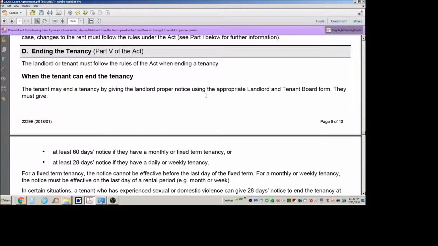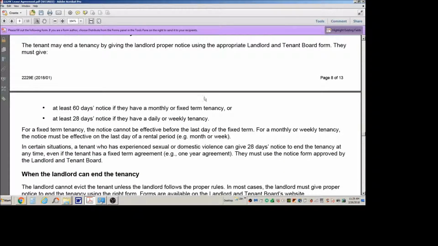And it's the standard 60 days notice if they have a monthly or fixed term tenancy. So how does that work? Okay, so you have a yearly tenancy, right? Let's say you're starting on March 1st. So you have to give 60 days in advance that you're leaving as tenant. So you would give this on December 31st. That's right, on December 31st you would give this.